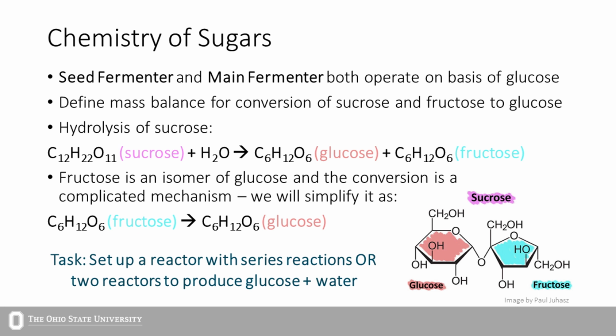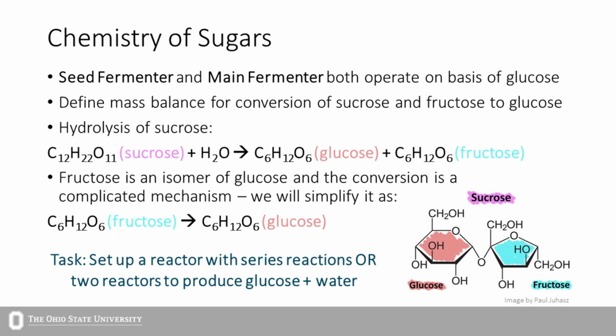As I mentioned before, the seed fermenter and main fermenter both operate on the basis of glucose. The composition of sugarcane juice, however, is primarily sucrose and an equal amount of fructose to glucose, so we need to convert those sugars first before we can continue. To go from sucrose to glucose is a step known as hydrolysis, and we can model this in a simple reactor with the reaction sucrose plus water goes to glucose plus fructose.